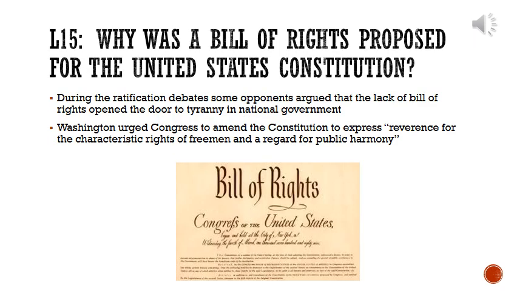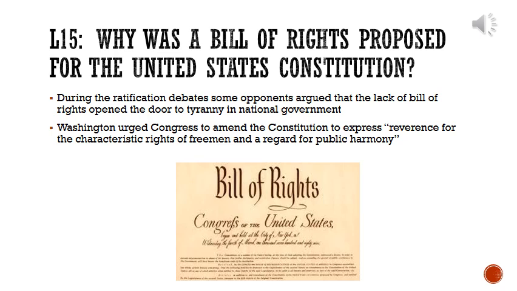Okay, so why was a Bill of Rights proposed for the United States Constitution? Well, the Bill of Rights is going to be insisted upon by the Anti-Federalists. During the ratification debates, some opponents, Anti-Federalists, argued that the lack of a Bill of Rights opened the door to tyranny in national government. So the Anti-Federalists were really, really scared, and rightly so, because they lived under a national government that exposed and expanded tyranny.